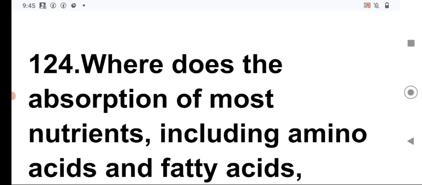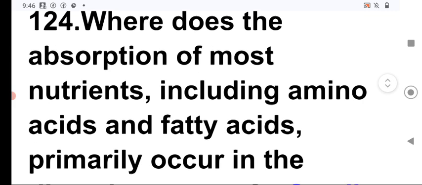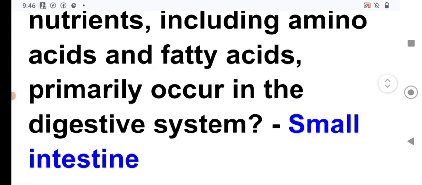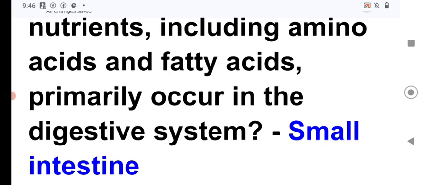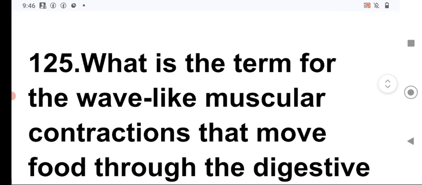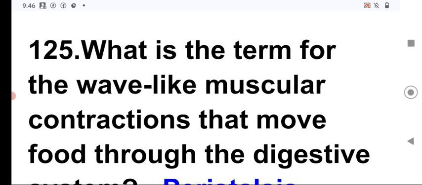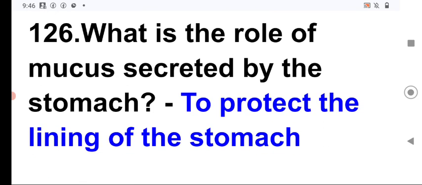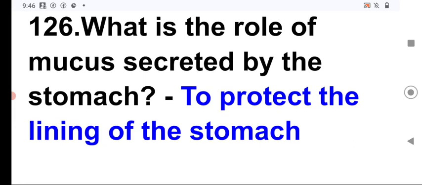Next, where does the absorption of most nutrients, including amino acids and fatty acids, primarily occur in the digestive system? It is the small intestine where the absorption of amino acids and fatty acids occurs. Next, what is the term for the wave-like muscular contraction that moves food through the digestive system? It is peristalsis. Next, what is the role of the mucus secreted by the stomach? To protect the lining of the stomach from the effect of the hydrochloric acid secreted inside the stomach.